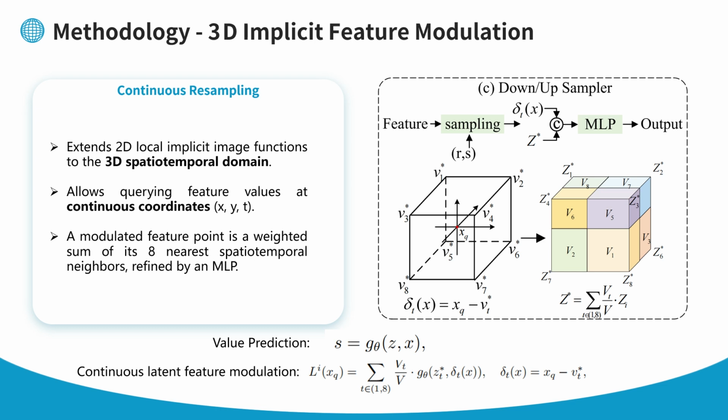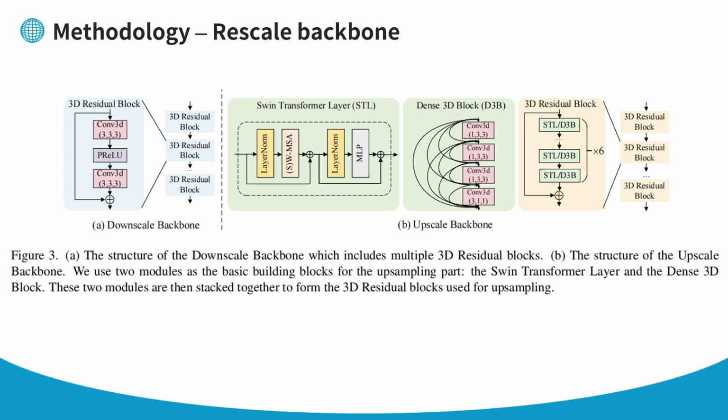The feature at a specific point is calculated by looking at its 8 nearest neighbors in the spatiotemporal grid, combining them with learned weights, and then passing this through a small MLP. Our resampling backbone consists of a downscale and an upscale path. The downscale backbone, shown on the left, uses multiple 3D residual blocks. Each block is a Conv3D-PReLU-Conv3D structure designed to efficiently extract spatiotemporal features.